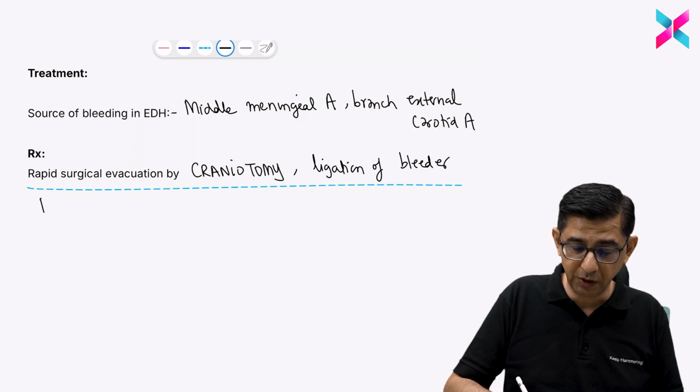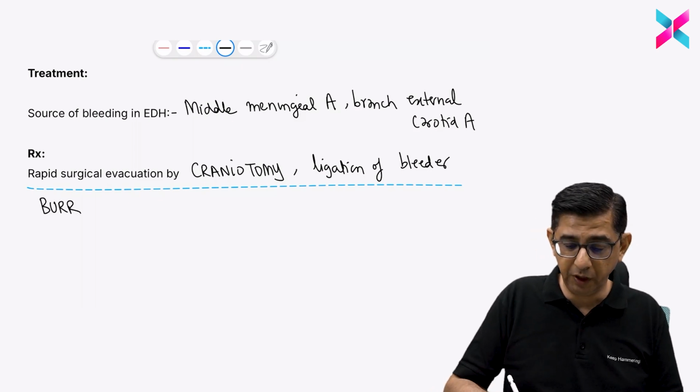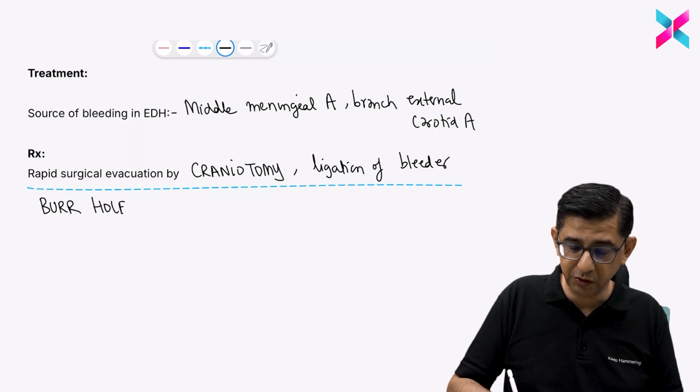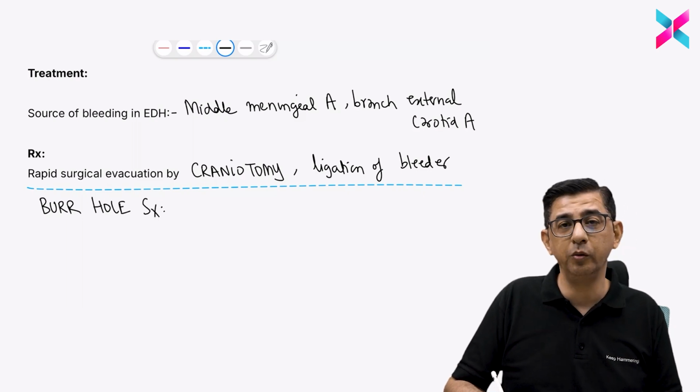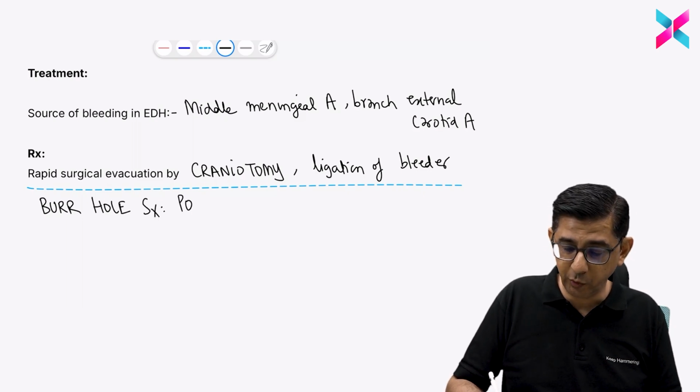So in those circumstances, when a neurosurgeon at the moment is not available, what we can also do in this case is Burr hole surgery. And Burr hole surgery is only to be done in case there is development of posturing in this patient.